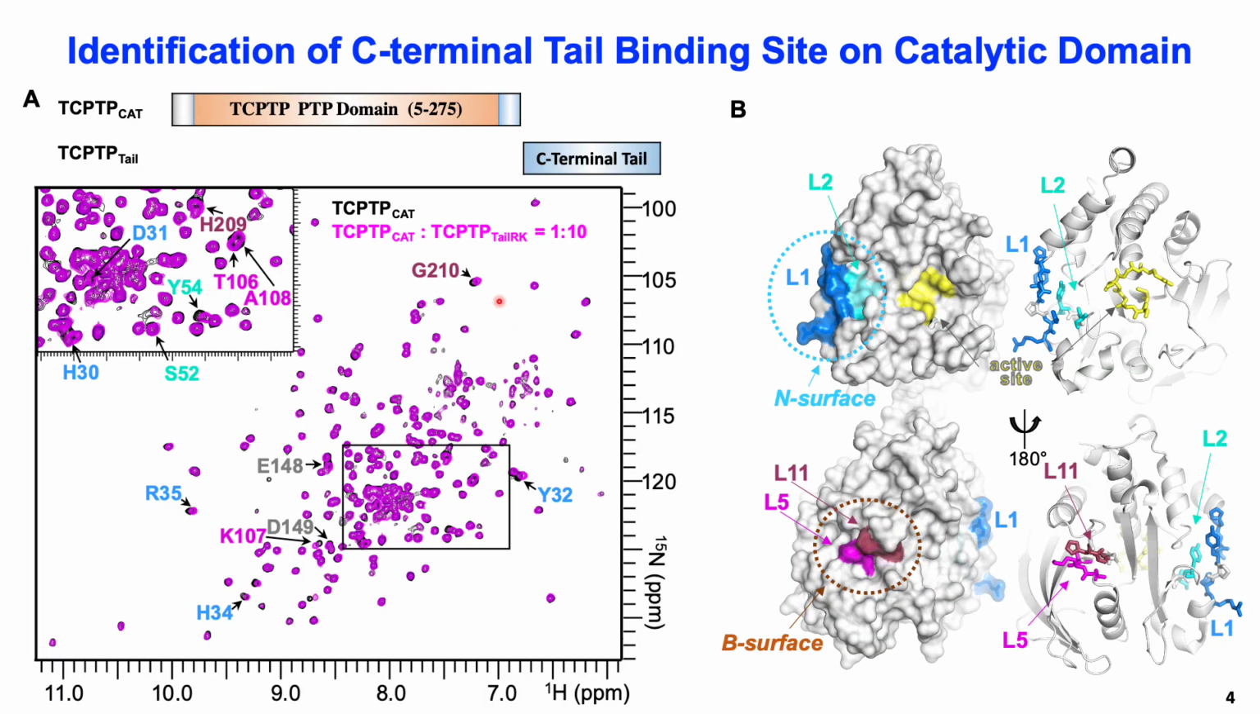To find out where exactly this C-terminal tail interacts on the catalytic domain to auto-inhibit its enzymatic activity, we performed an NMR experiment and found that it binds two distinct surfaces: one, the N surface, near the active site, and one, the B surface, behind the active site.